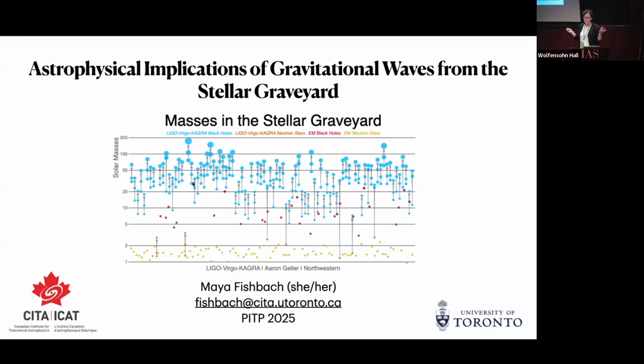the masses of black holes and neutron stars that we've detected, mainly in black holes and gravitational waves in blue, and then some electromagnetically known stellar mass black holes, and then neutron stars down here, which is still mainly we know about from electromagnetic observations.